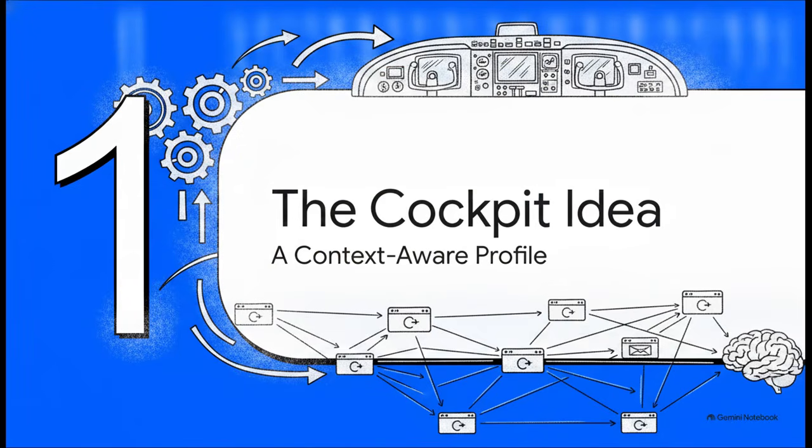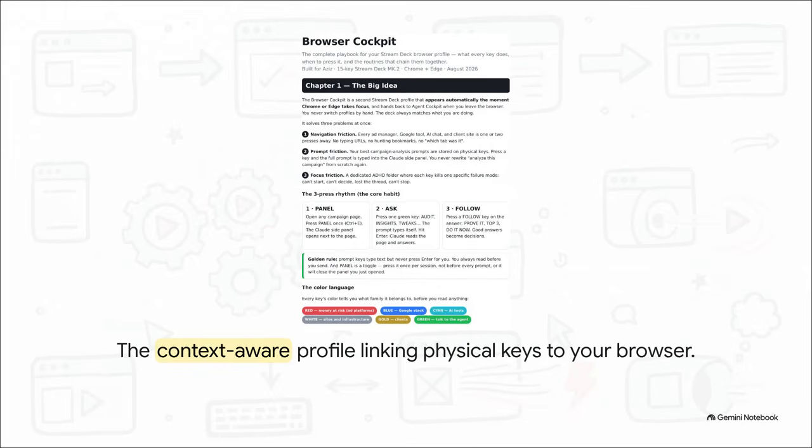Section 1. The Browser Cockpit Idea. So the big idea here is taking a totally standard piece of hardware, a basic Stream Deck, and transforming it into a hyper-specific tool. It brilliantly bridges your physical environment directly with your digital browser. It basically turns the deck into a dynamic, context-aware extension of your mind. It's sitting there ready to execute these really complex sequences of actions without you ever having to reach for your mouse or remember some obscure keyboard shortcut.